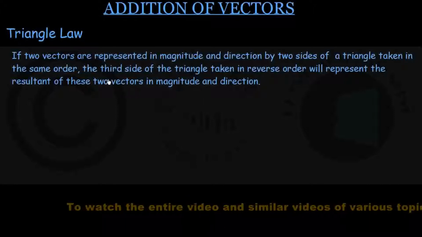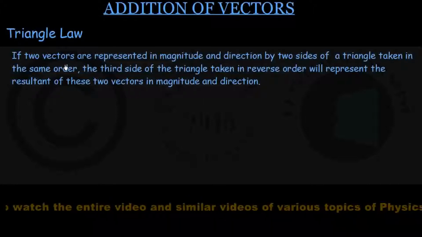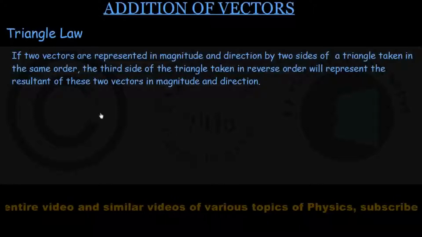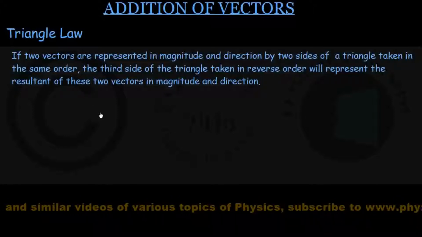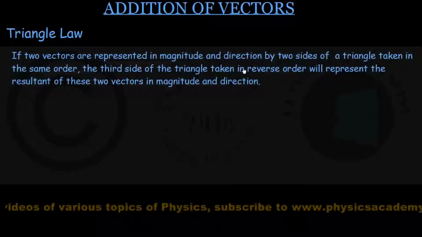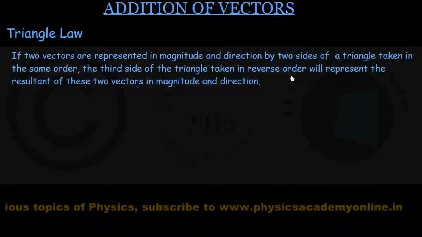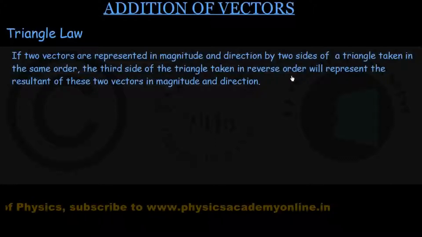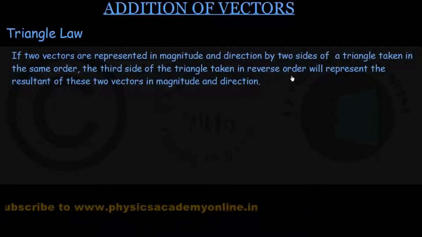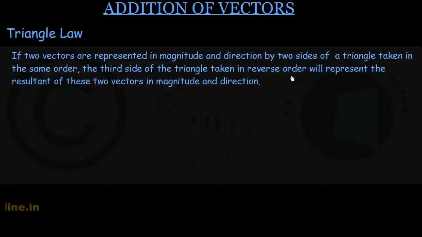So here on my screen, I have written down the expression for triangle law, what it says. Let us read it. If two vectors are represented in magnitude and direction by two sides of a triangle taken in the same order, the third side of the triangle taken in reverse order will represent the resultant of these two vectors in magnitude and direction. There are important phrases here, in reverse order and also taken in same order. That will be important as we illustrate the law with the help of a figure.